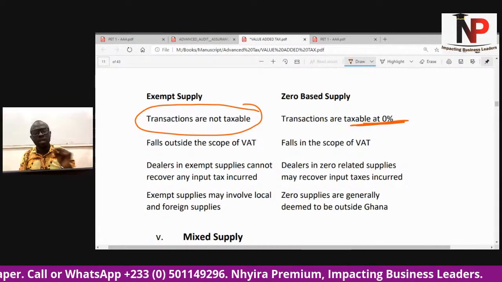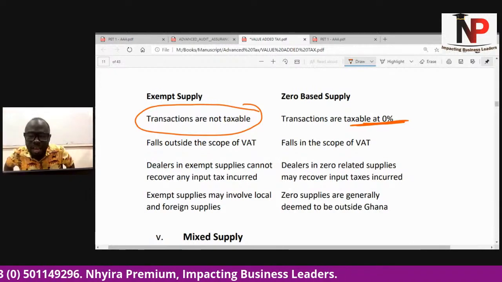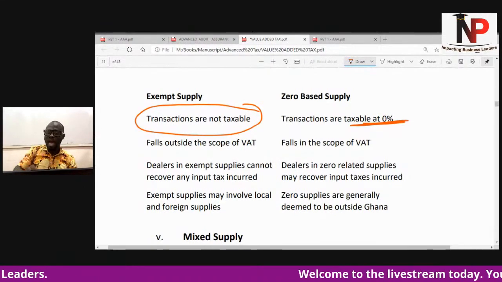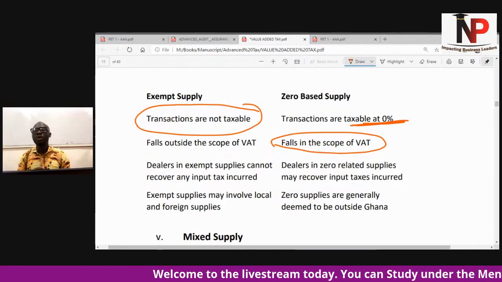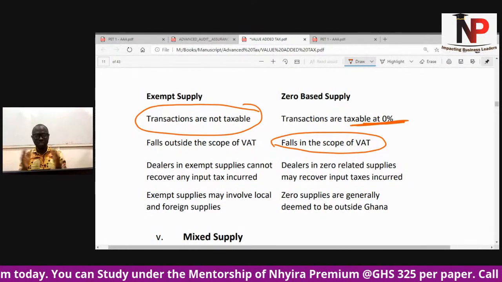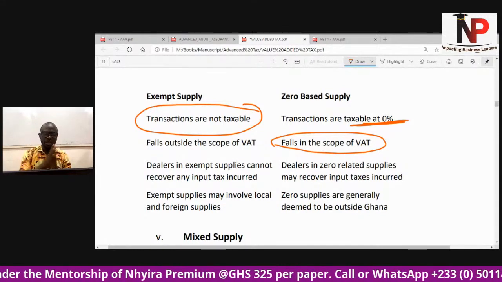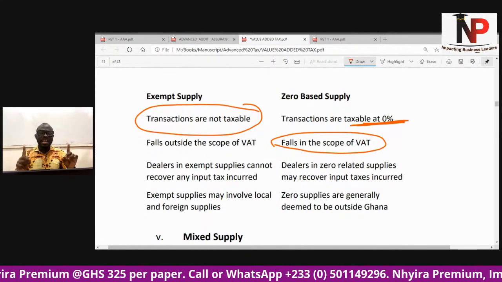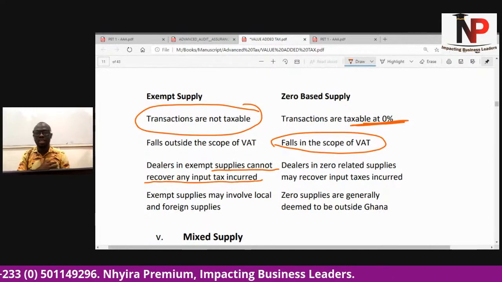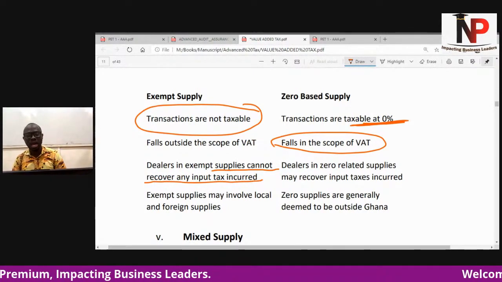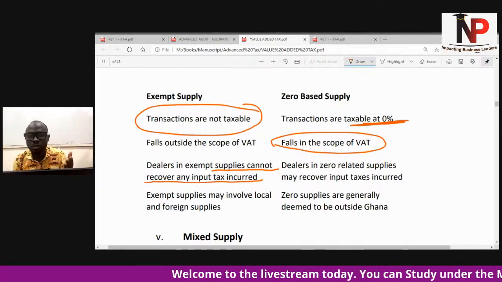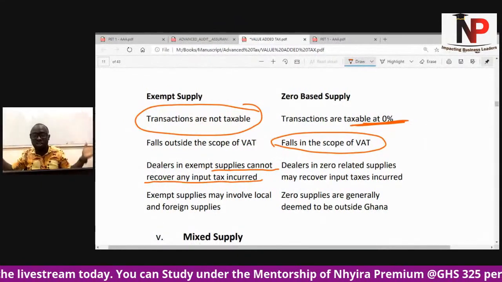Number two, with exempt supply, like we mentioned earlier, it falls outside the scope of the VAT. But with zero-rated supply, it falls exactly within the scope. That is very, very important in relation to that. Then three, exempt supply. Dealers in exempt supplies cannot recover any input tax incurred. So whatever input tax they incurred, they cannot take it. And we mentioned this already.